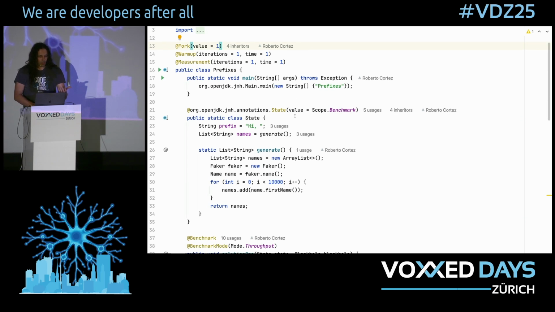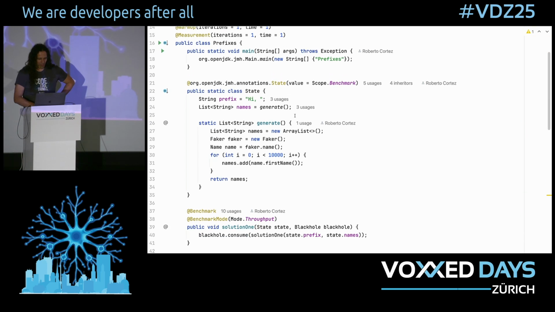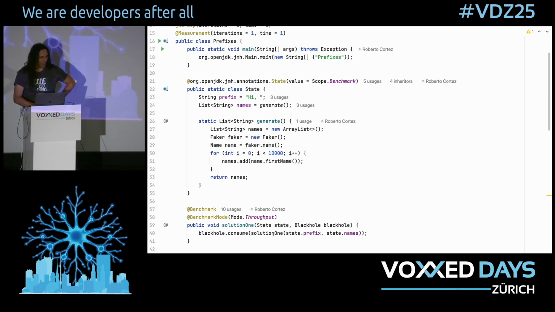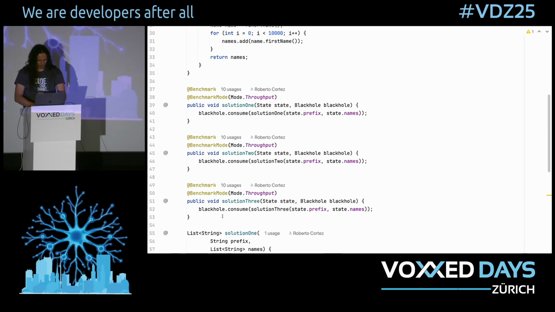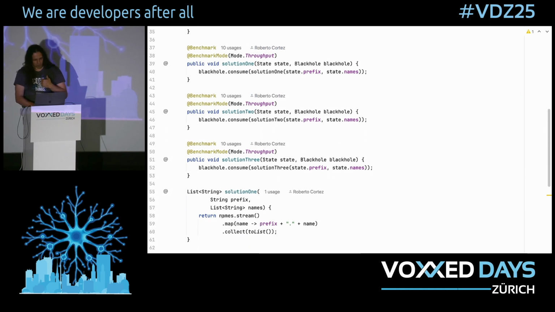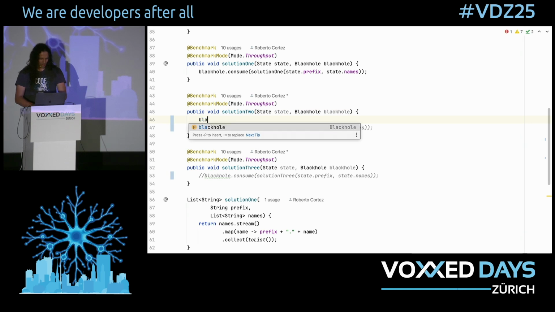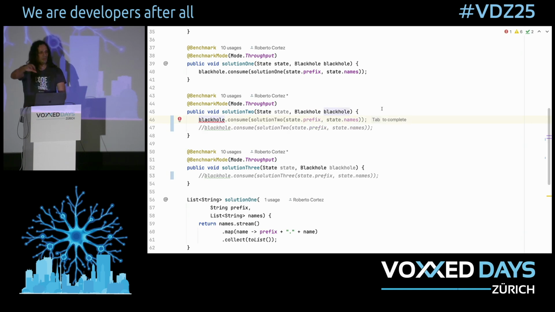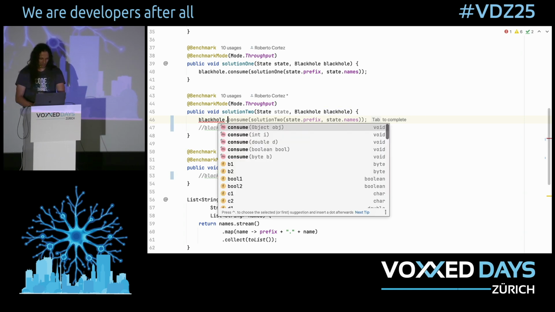And it also has this really interesting concept of a state. So you can pre-create a state that's not going to enter the measurement. In this particular case, my state is just creating the list with all the names first. And the actual thing that I want to measure is this solution 1 that I have over here at the bottom, which is the one that I added. I have another one there, but I'll just comment this for now. The black hole is just something that says, please consume this, because I'm not really returning anything, just to make sure that thing executes.